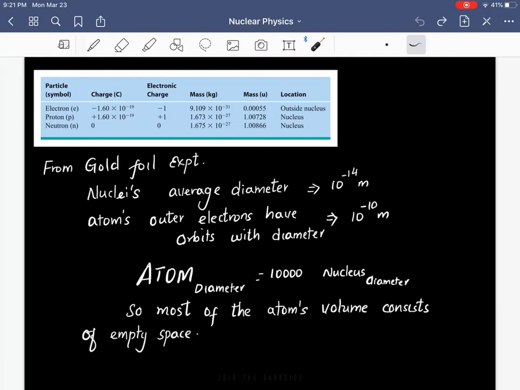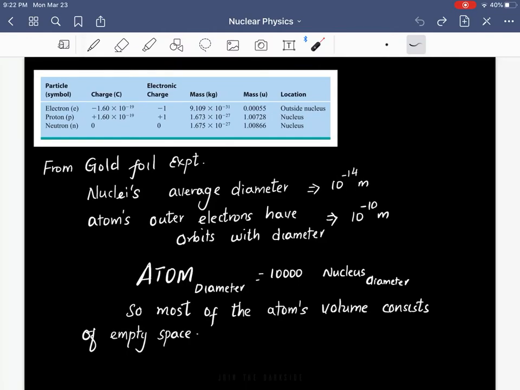So here are the major constituents of an atom. We have an electron, which is negatively charged, and the actual charge of an electron is equivalent to minus 1.60 times 10 to the power of minus 19 coulomb. And the proton has an opposite charge, equivalent to 1.60 times 10 to the power minus 19 coulomb, and neutrons have no charge at all.